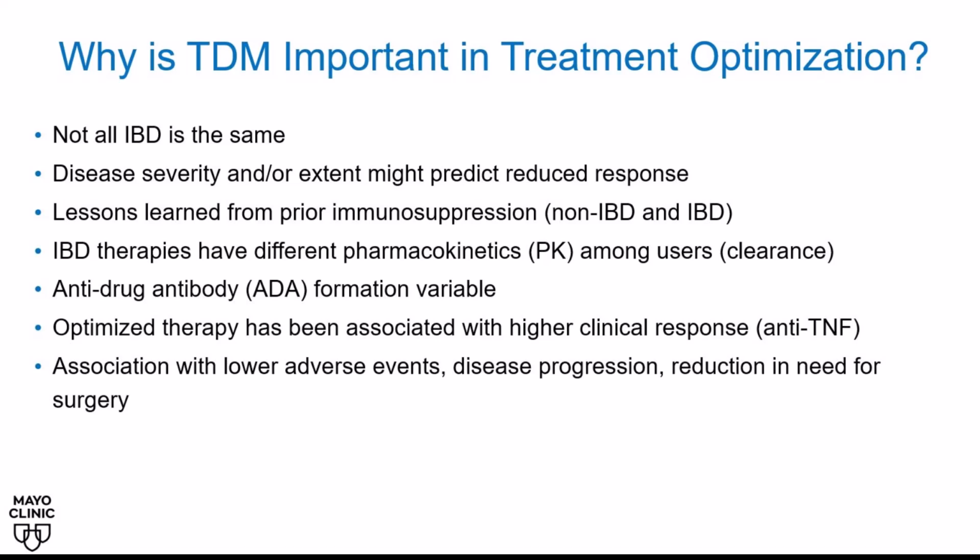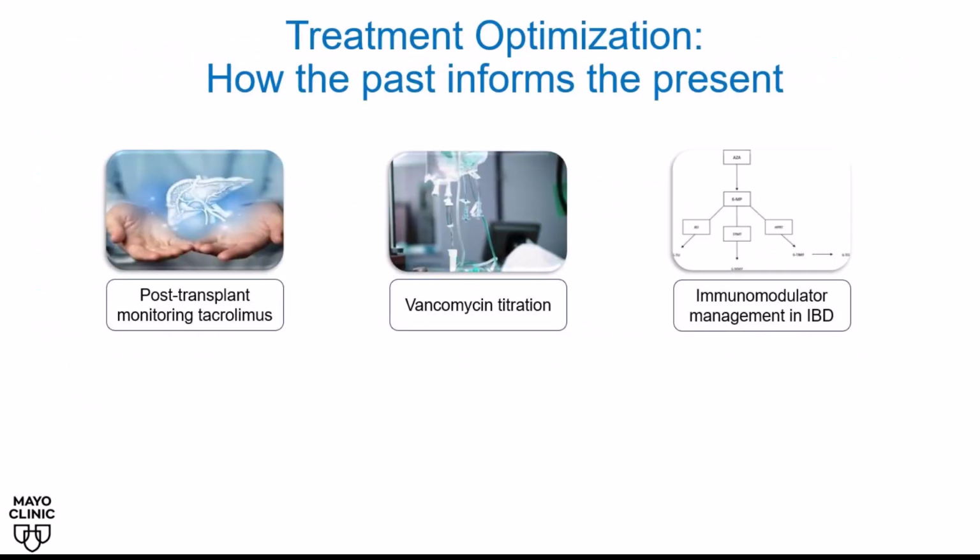Anti-drug antibody formation is variable, not only amongst patients, but also based on the therapy that we choose. Optimized therapy can be associated with higher clinical response, and at least the data is really robust within the anti-TNFs, which we'll talk about, but also with lower adverse events, lower risk for disease progression, and reduced need for surgery.